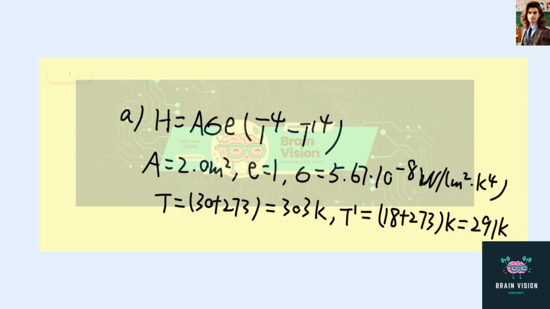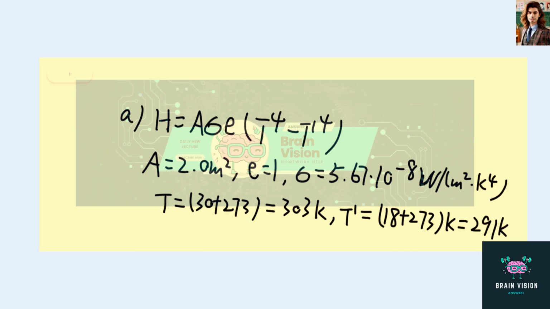H is the heat current, A is the surface area, sigma is the Stefan constant, which is about 5.67 times 10 to the negative 8 watts per meter squared times Kelvin to the power 4. E is the emissivity, which is equal to 1. T is 30 degrees Celsius, which I convert into Kelvin, which is 303 Kelvin. T prime is 18 degrees Celsius, which is 291 Kelvin.